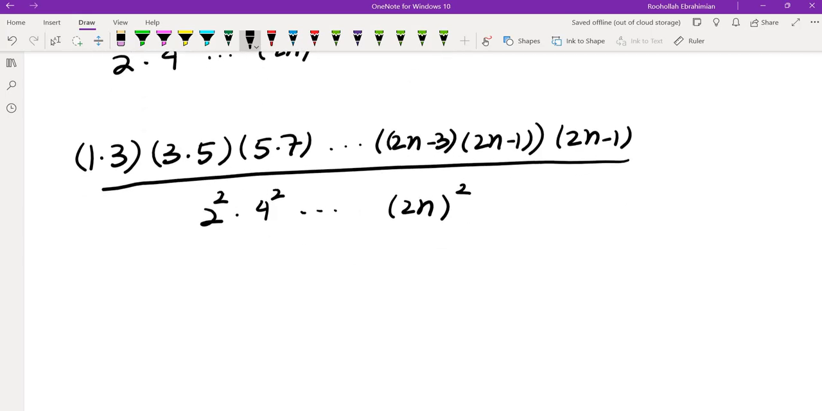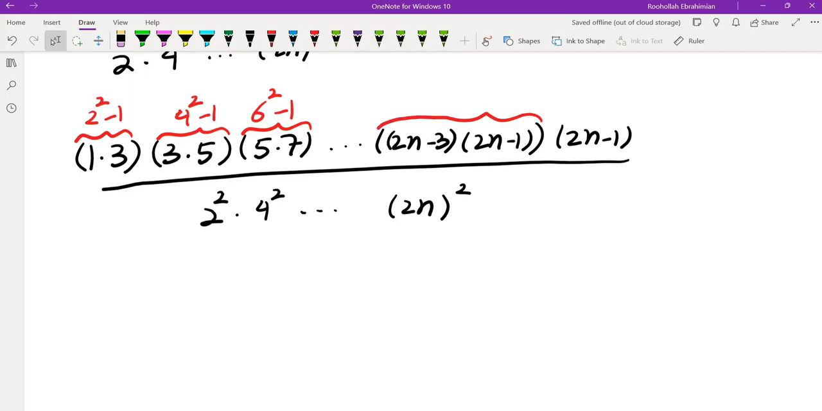Now, if you look at the numerator, 1 times 3 is in fact 2 squared minus 1. 3 times 5, which is 15, is 4 squared minus 1. 5 times 7 is 6 squared minus 1. So all of these are squares minus 1. Because they are differences of squares: 2n minus 3 is 2n minus 2 minus 1, and 2n minus 1 is 2n minus 2 plus 1. So that's the difference of squares, which means every one of these fractions is going to be less than 1. So I'm going to write it down.